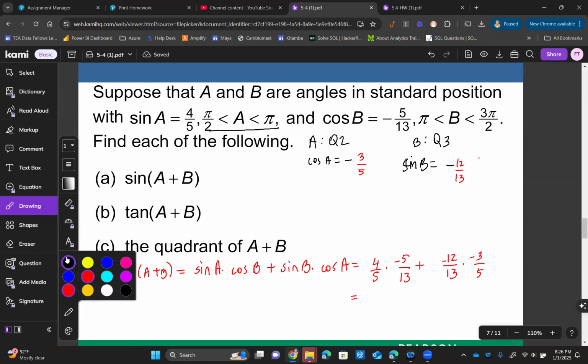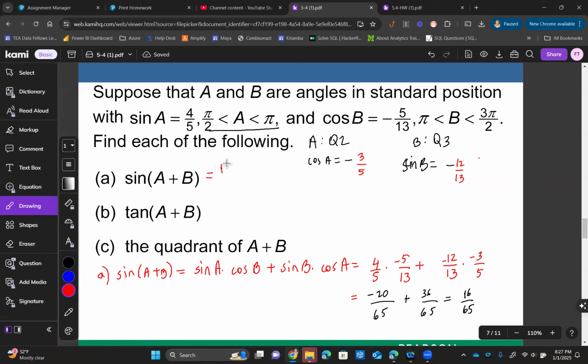So if I simplify this, positive times negative is negative, and 4 times 5 is 20. 5 times 13 is 65. Here, negative times negative is positive, so 12 times 3 is 36, and 13 times 5 is 65. And when I add them up, that gives me 16 over 65. So the first part in this problem, sine of A plus B, returns 16 over 65.